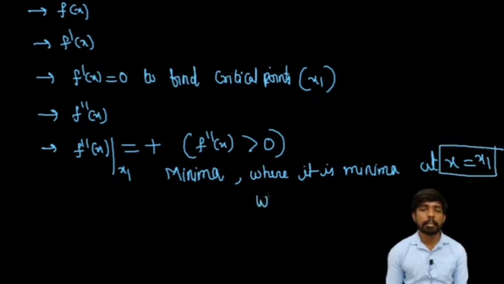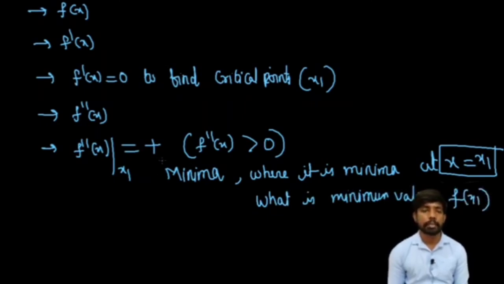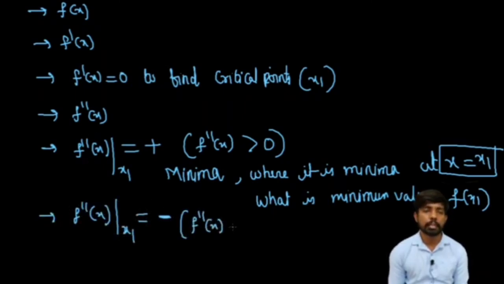What is the minimum value? F of x1 is the minimum value. So next, substitute the critical point in the double differentiation. If it comes out to be negative, then this condition is said to be maxima. This is maxima, at the same point, at x1 it is maxima.